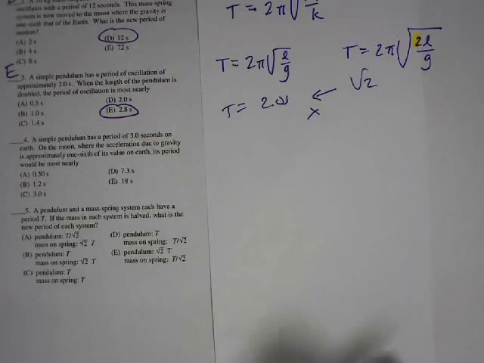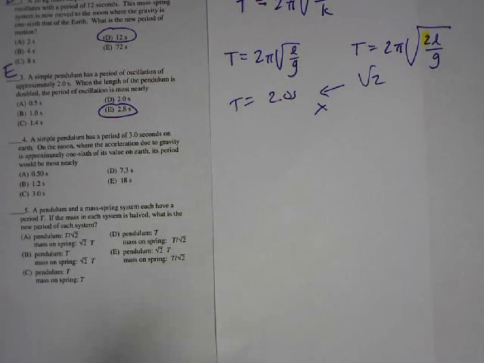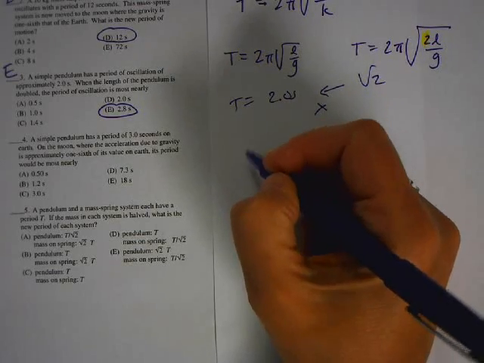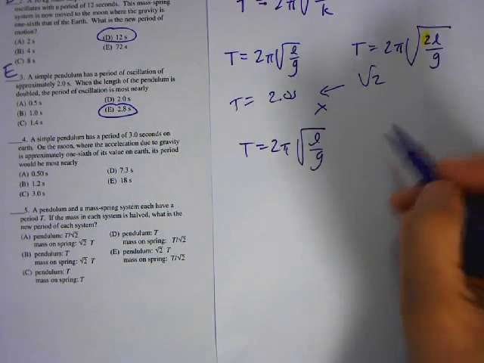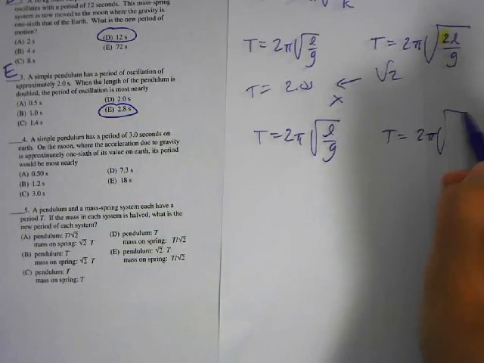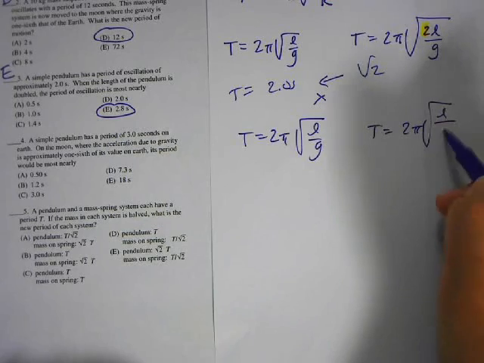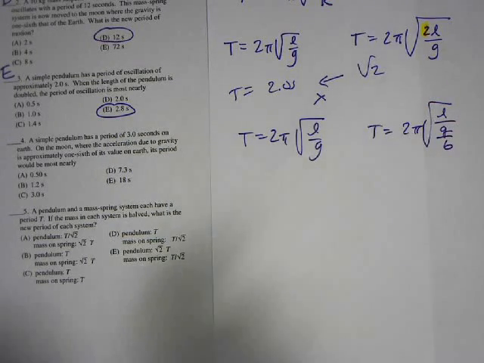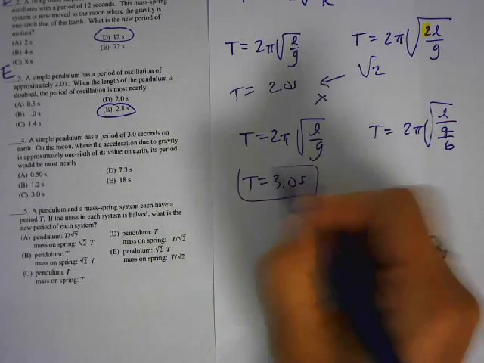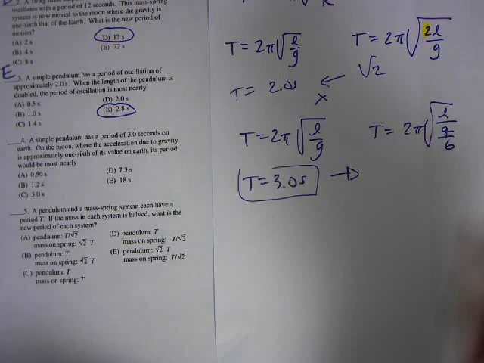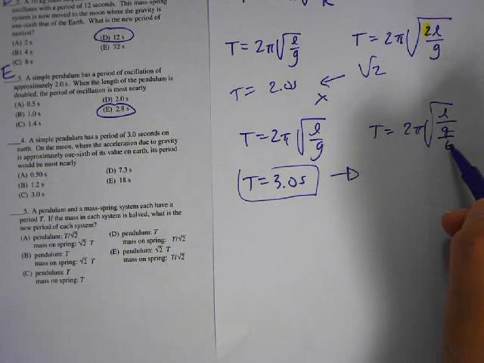Number 4. A simple pendulum has a period of 3 seconds on Earth. On the moon, where the acceleration due to gravity is approximately 1/6, what would its period be? So the period of a pendulum, T, is equal to 2 pi times the square root of L over G. So now on the moon, the period is 2 pi times the square root of L over G divided by 6. Now on the Earth, this period is 3 seconds. The difference here is everything is the same except I have this G here.